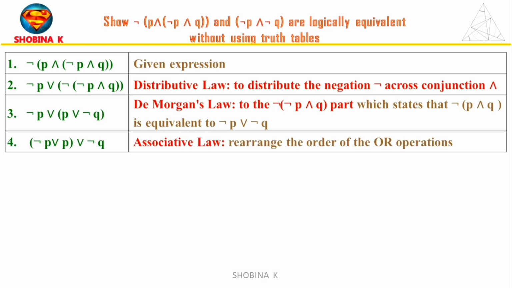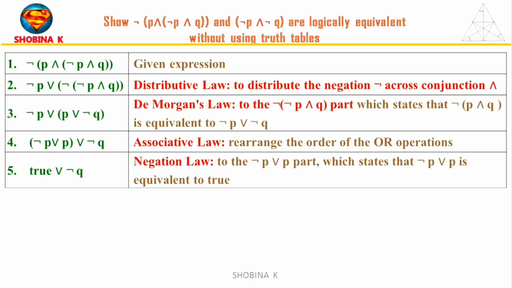And next we apply the associative law, which allows us to rearrange the order of OR operations. So the above expression becomes not P or not Q. Next we apply the negation law to this part, that is not P or P. This law states that not P or P is equivalent to true. So the above expression becomes true or not Q.